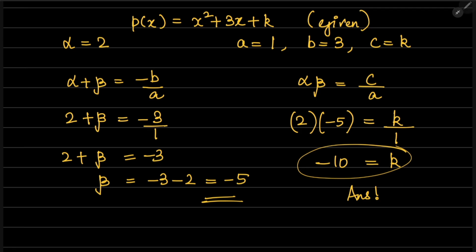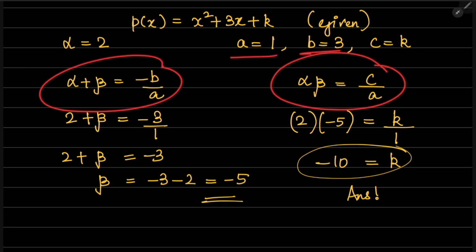All you need to know is, if you are given a quadratic polynomial, take out the coefficients, and find the sum of the zeros and the product of the zeros using the formula: sum of the zeros equals minus b by a, and the product of the zeros equals c by a. So a, b and c, write them always along with the sign.